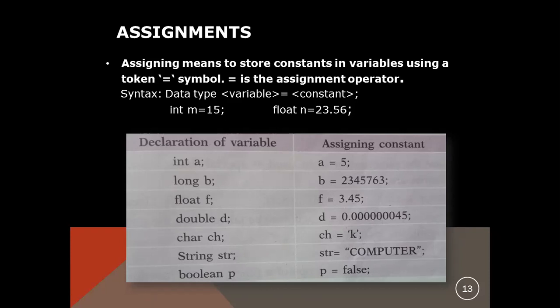Similarly, when I say float n, that means n can store only a float value, that is a value with a decimal point. So here are a few examples of how to store an integer value, a long value, a float value, a double value, a character, a string, and a boolean. Again, I will repeat: a character is a single character enclosed within single quotes. A string is a group of characters enclosed within double quotes. And a boolean can have only two values, either true or false.